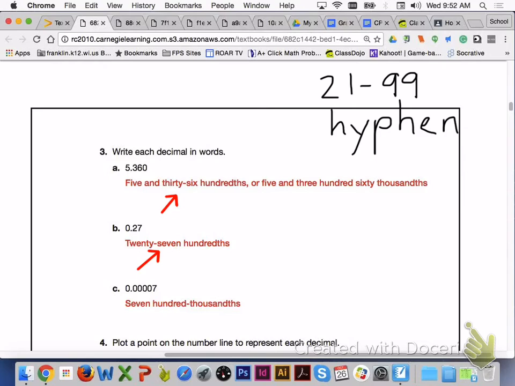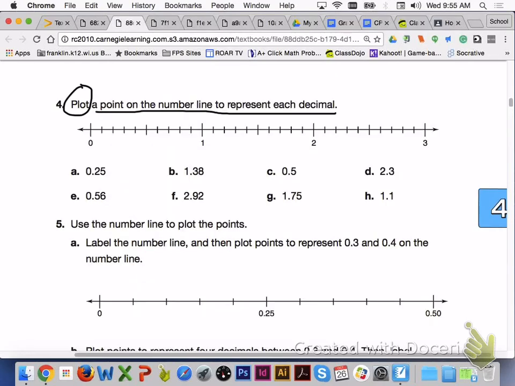For letter A, you can have 5 and 36 hundredths, or you could also have 5 and 360 thousandths. Letter B, 27 hundredths, and for letter C, 700 thousandths. Answer number 4, letters A through H with your group members.